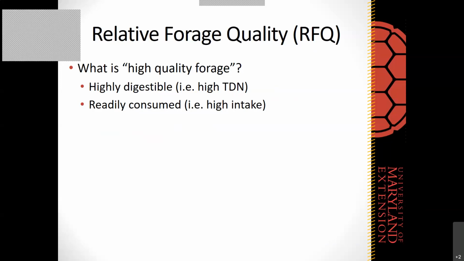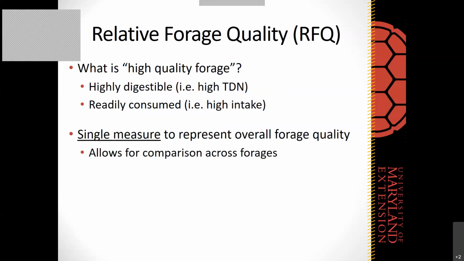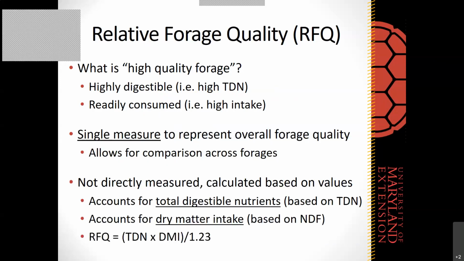So the goal with relative forage quality was to come up with a single measure to represent the overall quality, which would allow you to more easily compare across different forages and different types of forage. This is another measure that's not directly measured, but is calculated based on some different values. It accounts for the TDN, or total digestible nutrients, and also the dry matter intake. There you can see what the equation is. There are a lot of different components that go into it, but just think of it as that single measure to represent forage quality.